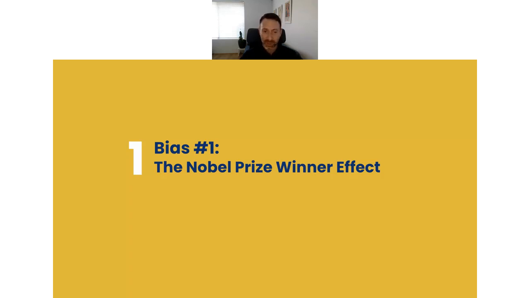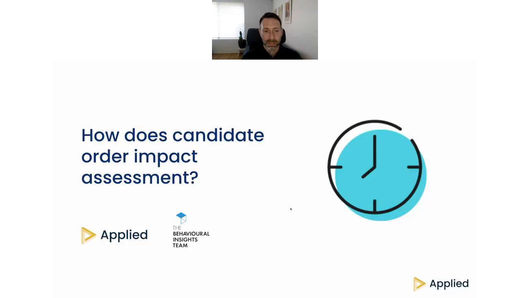But now I'm going to jump straight into bias number one, and talk about this thing called the Nobel Prize winner effect. It has a few different names, but this is my favorite name because it gives an idea of what we're talking about. And this is centered around the question of how does candidate order impact assessment? And here I'm talking about candidate order relative to one another, to each candidate.